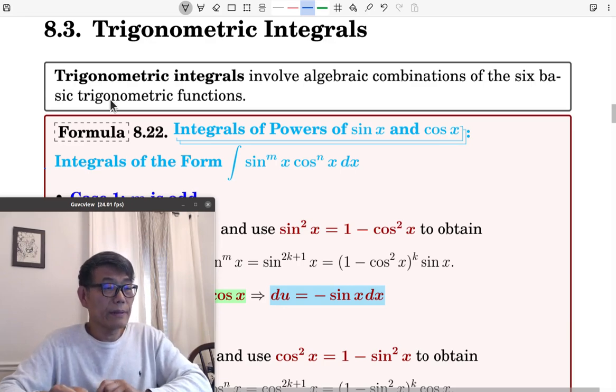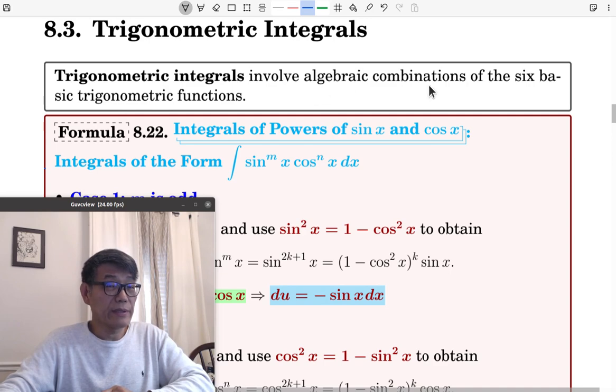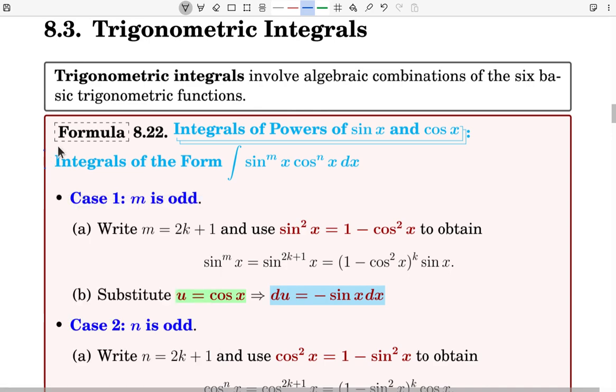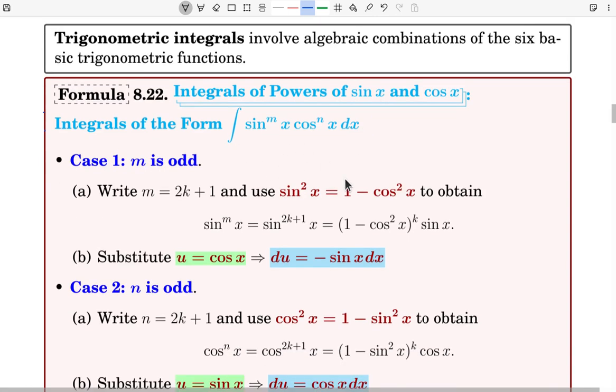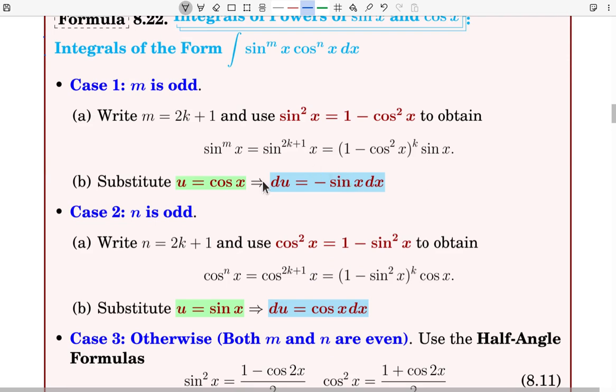It is section 8.3, Trigonometric integrals, which involve algebraic combinations of the 6 basic trig functions. Let's begin with integrals of powers of sine x and cosine x given in this form. There are 3 cases. Let's see case 1, m is odd.